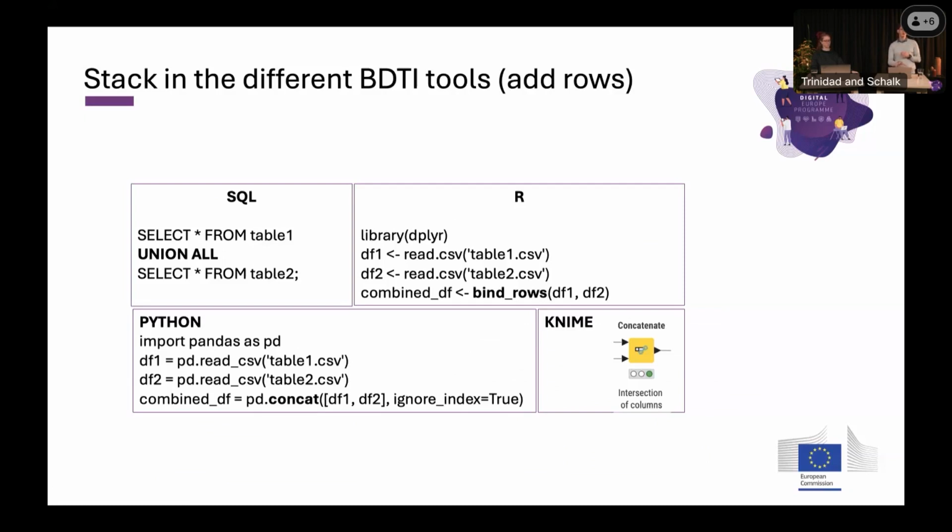The point of this slide is just to show you that it's the same operation, stacking, but it might be called a little bit differently in the various tools. Like here you see in R, it's binding rows. Here you see in Python, if you use the right library, it's called concat, and union all in SQL. Don't get confused about it. It's the same operation. We'll use KNIME today, where it's called concatenate, but we're just stacking the tables onto each other.